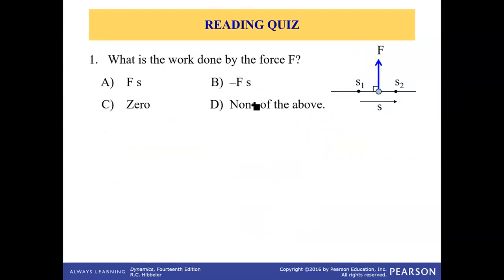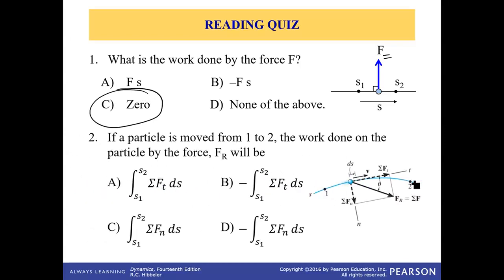Okay. So what is the work done by force F in this squeeze? So force is applied here, and the displacement of the particle is perpendicular to that. So what is the dot product of two vectors which are perpendicular? And the answer is 0.